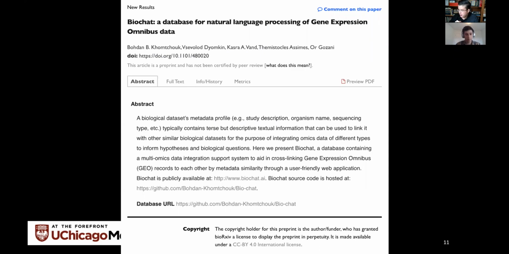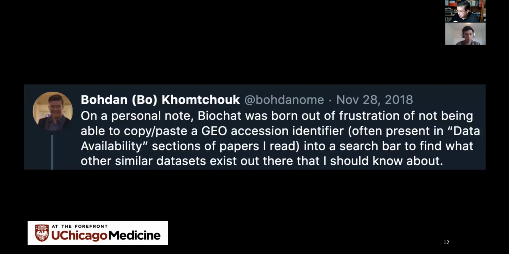Like most good software, the idea behind BioChat came about from a personal need. This is something I commented on on Twitter back in 2018. I said, on a personal note, BioChat was born out of frustration of not being able to copy-paste a Gene Expression Omnibus accession identifier, often present in data availability sections of papers that I read, into a search bar to find what other similar data sets exist out there that I should know about.